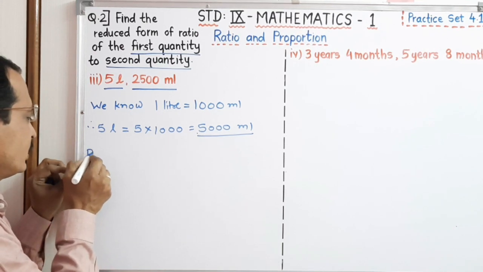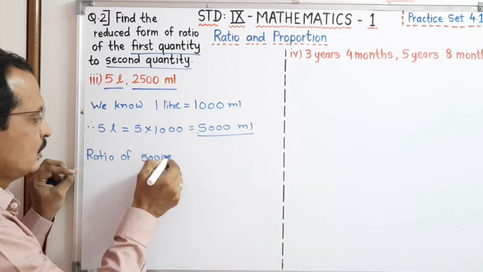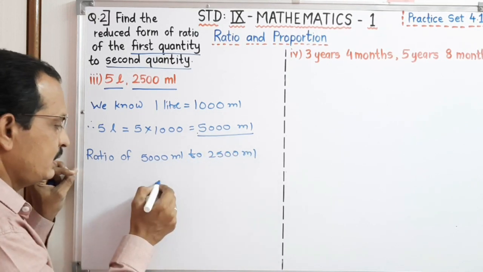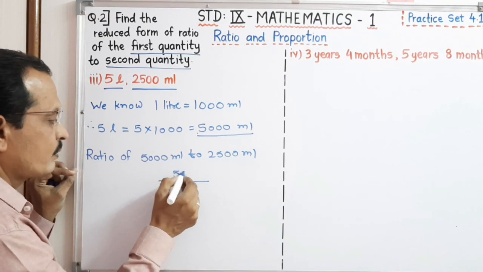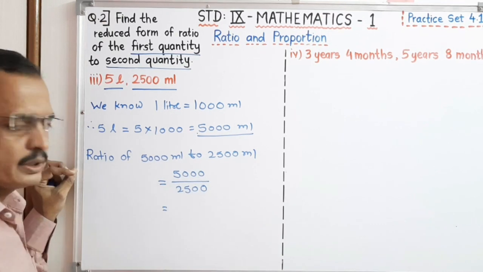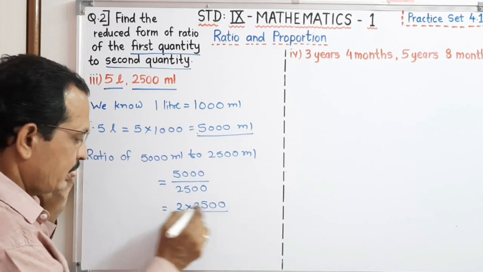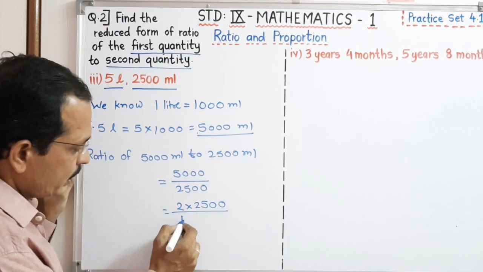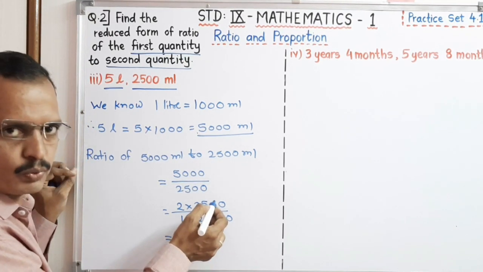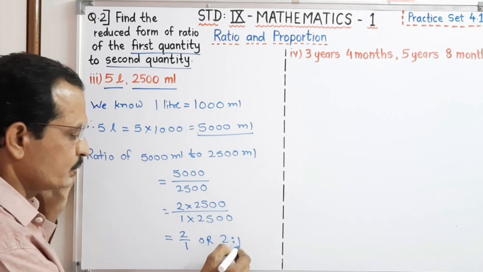Therefore, we have to write the ratio of 5000 milliliter to 2500 milliliter is equal to, we can write here 5000 upon 2500. Dear student, it is 2 into 2500 and 1 into 2500. This 2500 gets cancelled. It is 2 upon 1, or we write here 2 is to 1.